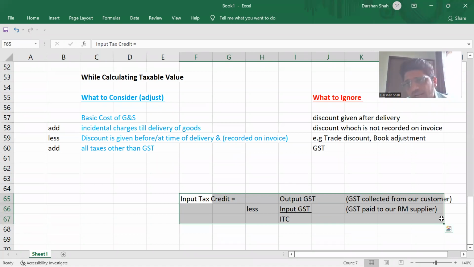We'll be doing this input tax credit in detail. Yes, go ahead.